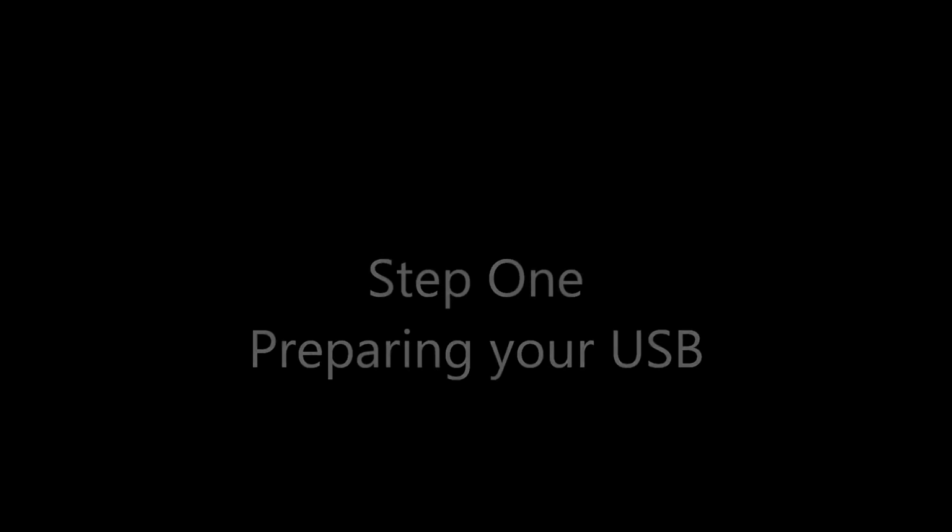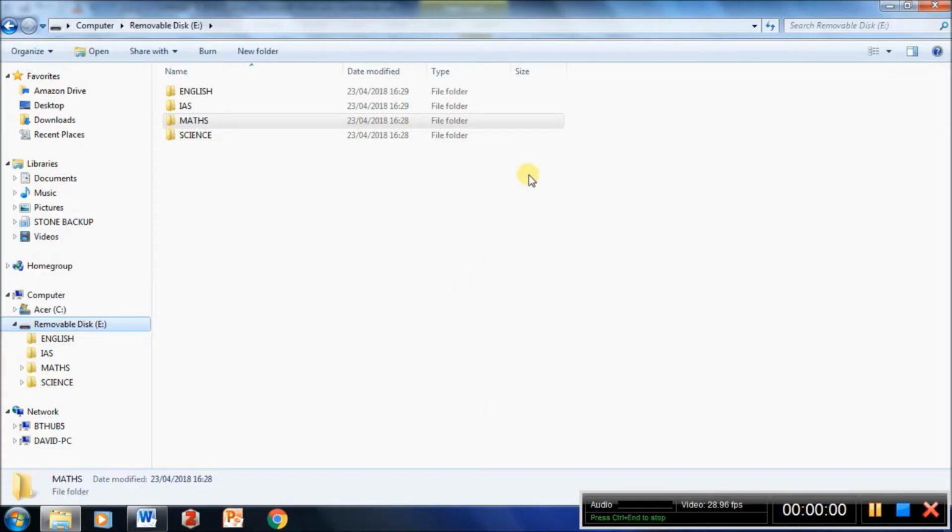In order to upload your assignments and paperwork for final moderation, you need to take a clean, empty USB, delete any files if it's one you've already used, and you need to create some folders on the USB that you've got, and within each folder you need to create subfolders with the name of each unit.